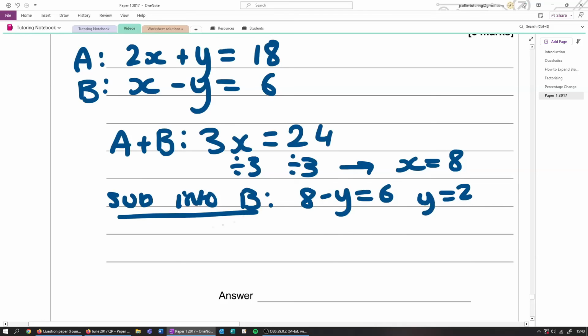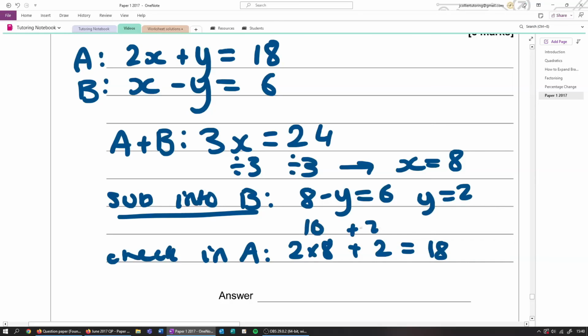Now, because I've subbed into b, I'm going to check in a. That's why I love these ones, you know if you've done it right. 2 times x, so 2 times 8, plus y, which is 2, should be equal to 18. Well, this is 16, plus 2 is 18. So we have indeed done this one correct. So the answer is x is 8, y is equal to 2.